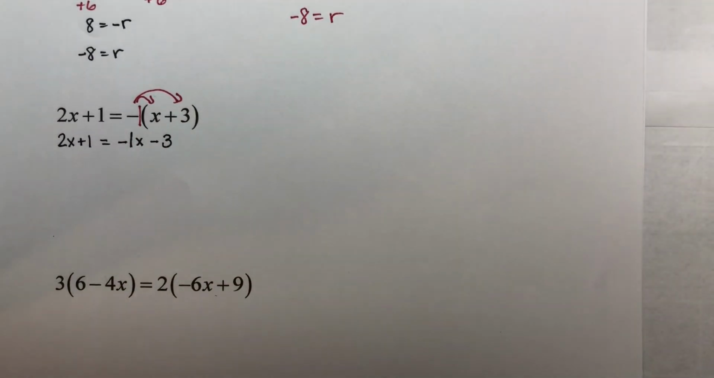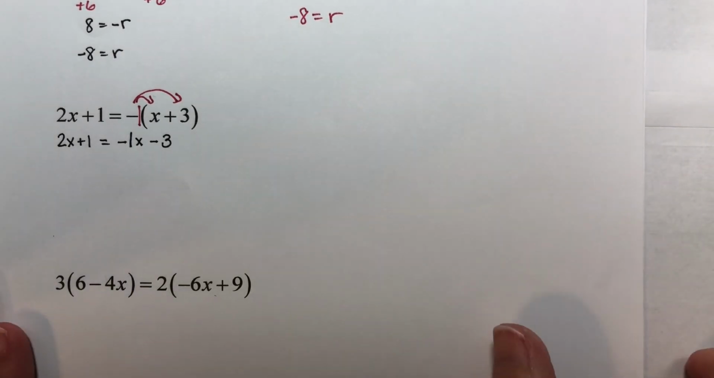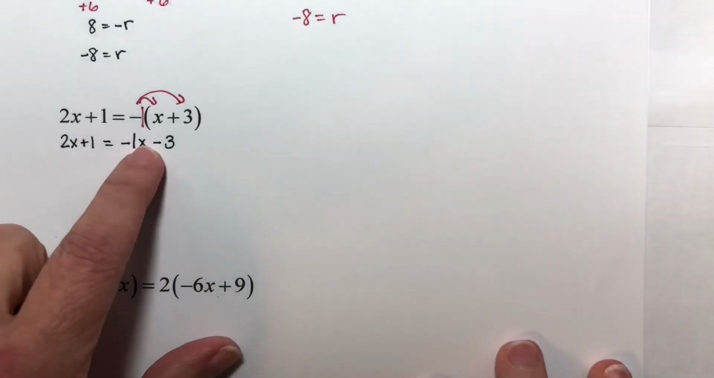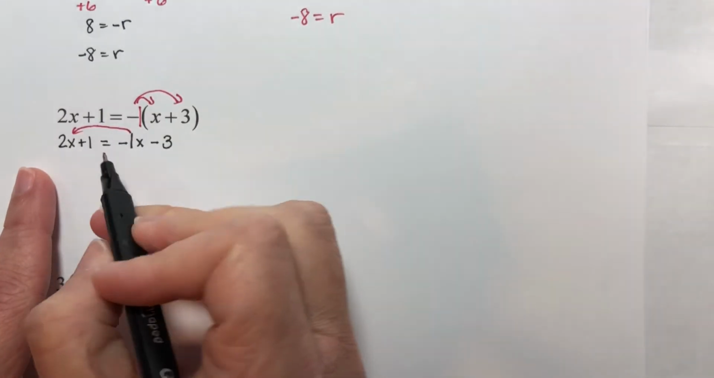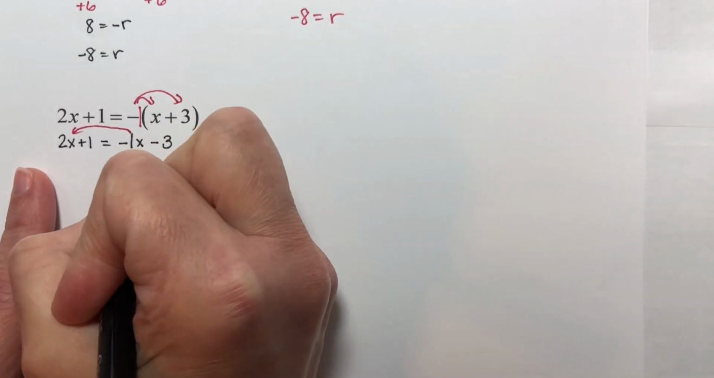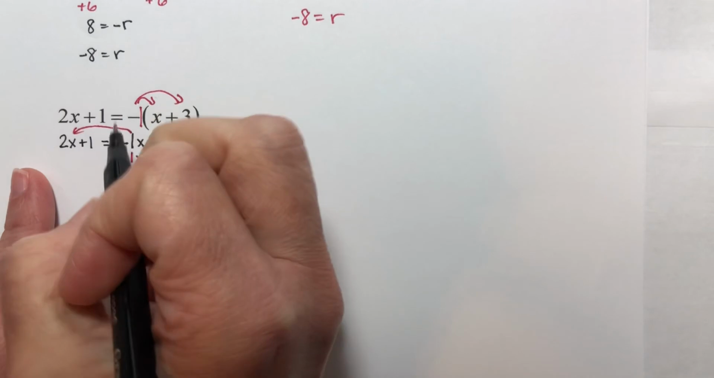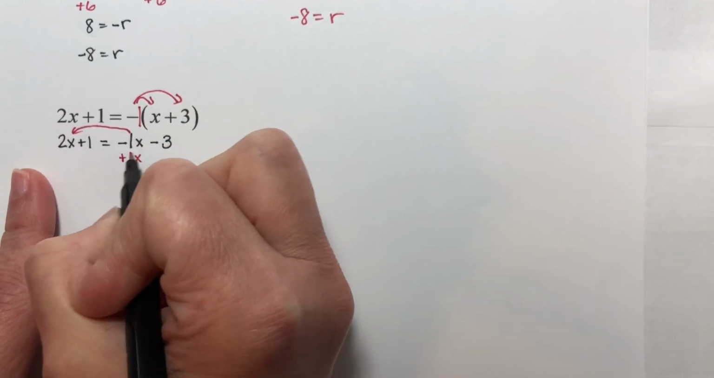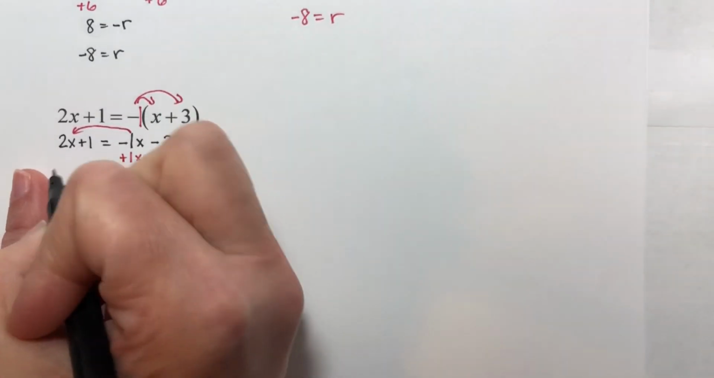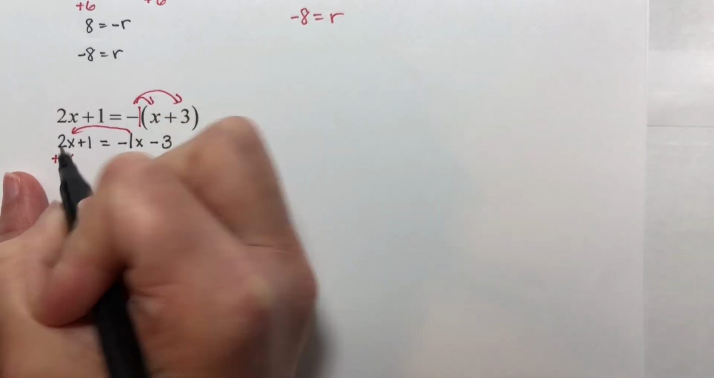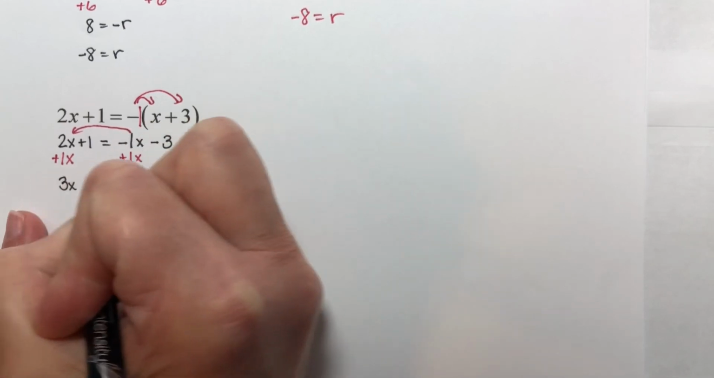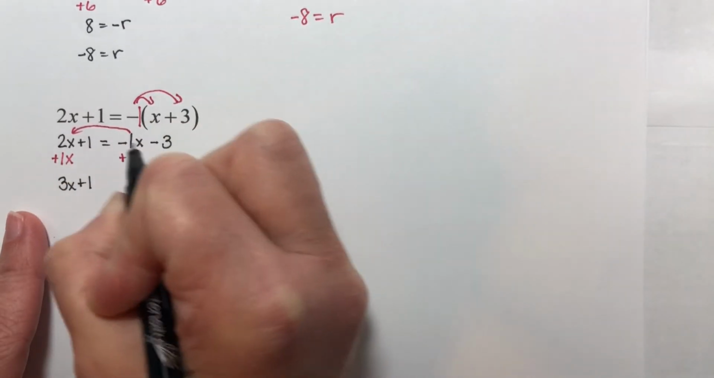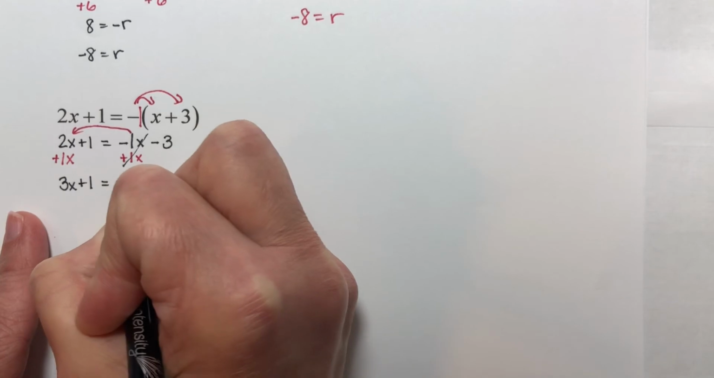Okay, so we've simplified each side. Now we need to get our variables on one side together. So I'm going to move this one over to here. Negative 1, so I'm going to add 1. We are moving across the equal sign. I'm not trying to get the number away from the x. I'm just trying to get the x's on the same side. So I'm adding 1x to both sides. Now this gives me 3x plus 1. That canceled out, equal to negative 3.